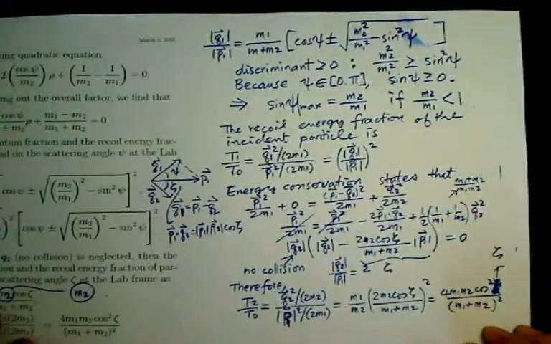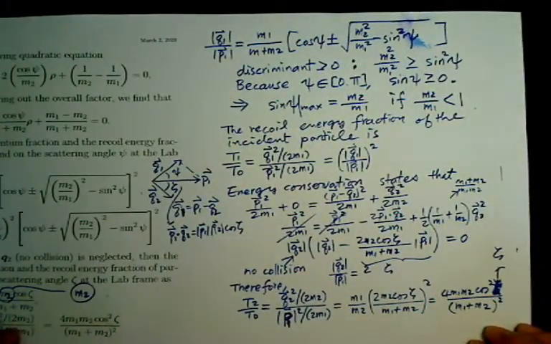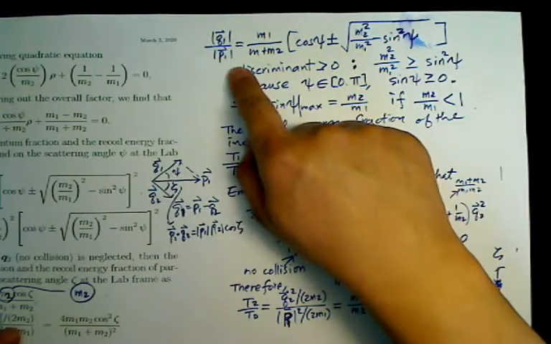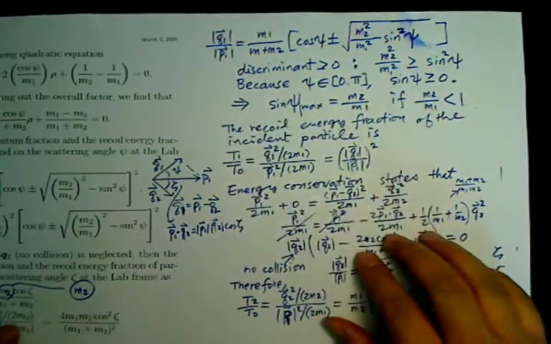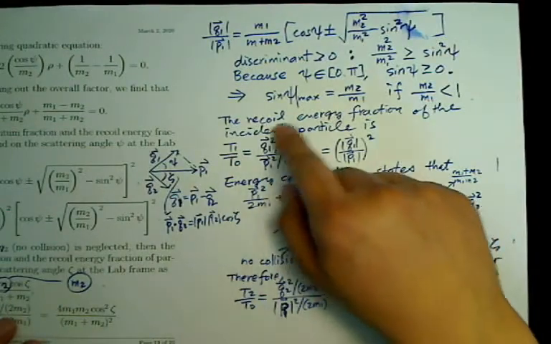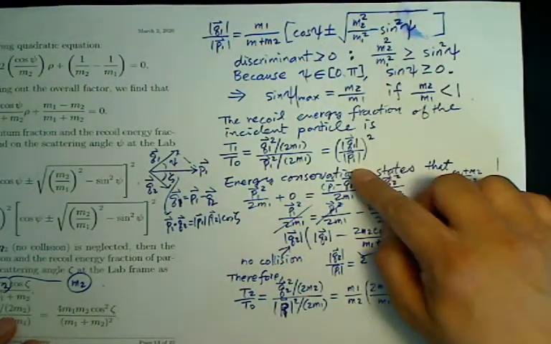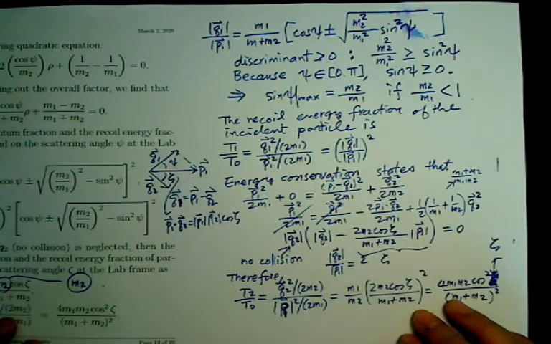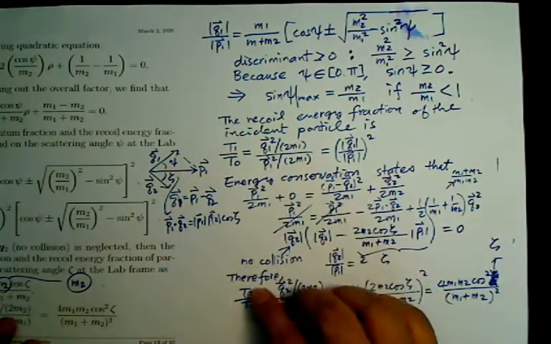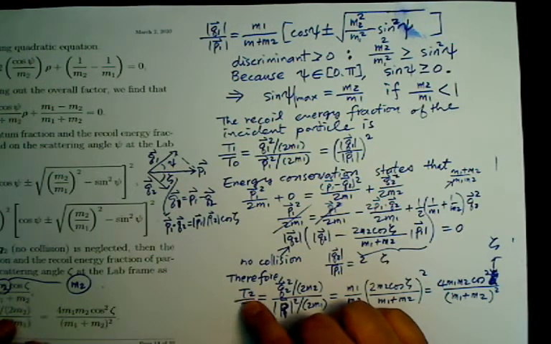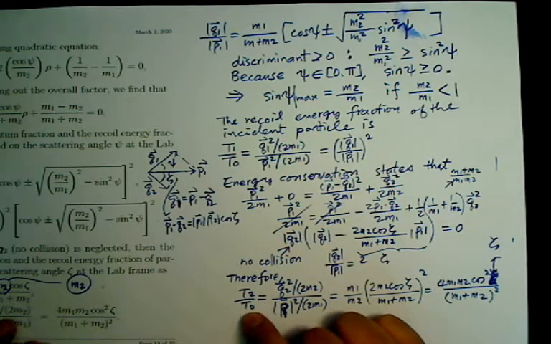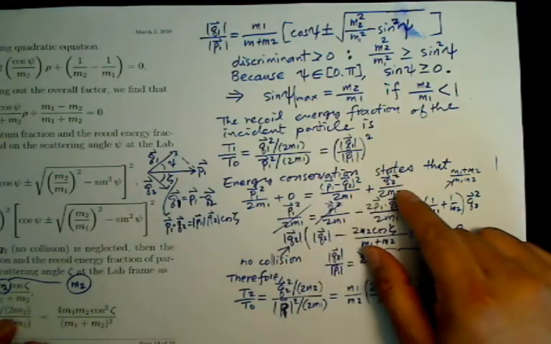The corresponding ratio, this is the momentum ratio. The energy ratio can be computed in this way by squaring this answer. Now we can also compute the recoil energy of the scattered particle, the target particle. So the target particle's energy divided by the incident particle's kinetic energy at the lab frame can be computed in a similar manner. Kinetic energy conservation is applied.